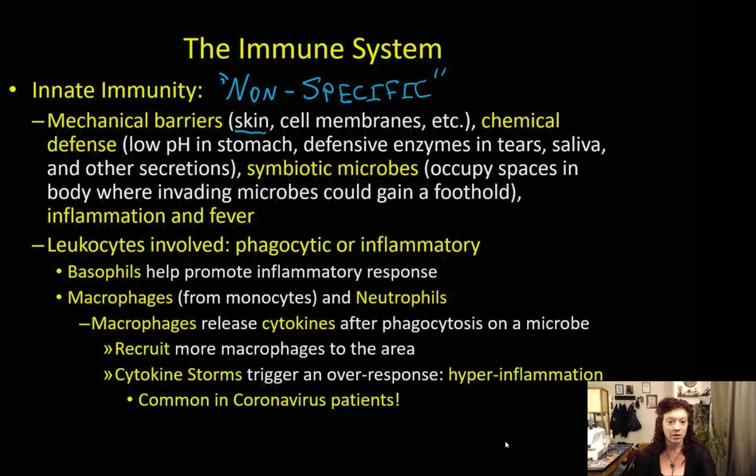Okay? Chemical defense is also a part of innate immunity. Low pH in your stomach, in part, helps to destroy any pathogens you may consume with your food. You also produce defensive enzymes. Remember, enzymes are the hardest working protein in the body. They're the ones that do most of the work. These defensive enzymes are found in tears, saliva, and other body secretions that are secreted onto, again, the surface of your body.